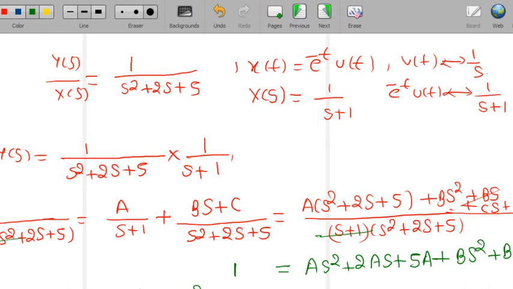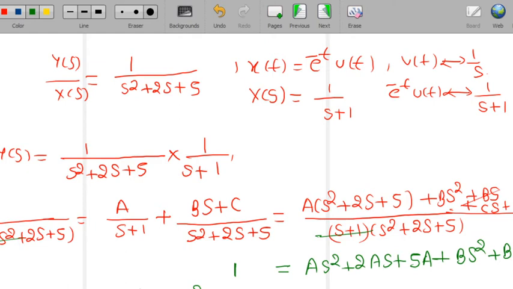So we get three equations here. We compare the coefficients. The s square coefficient a plus b is 0, so a equals minus b. Here 2a plus b plus c is also 0, because there is no s term on the left hand side. With a equal to minus b, this becomes minus 2b plus b plus c equal to 0, so minus b plus c equal to 0. So b equals c, and 5a plus c is equal to 1.